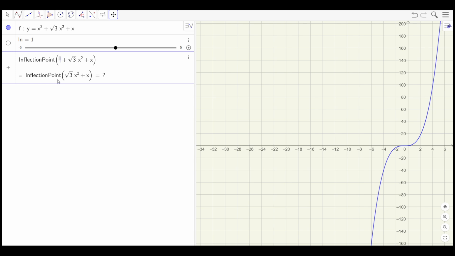So X to the power of 3. Now it is up there still. X to the power of 3. Yes, it is good. So this is your terrace point.